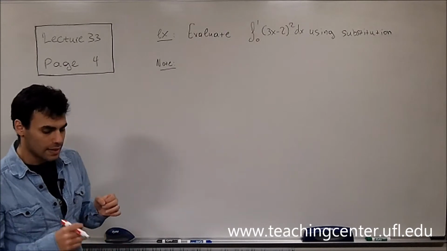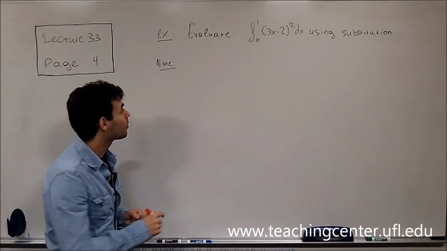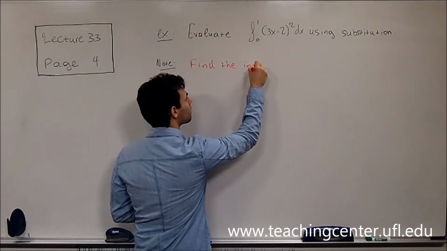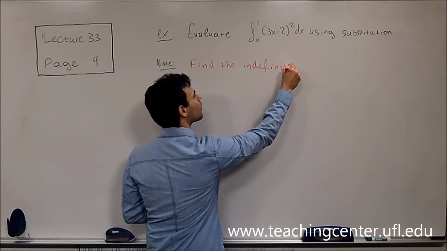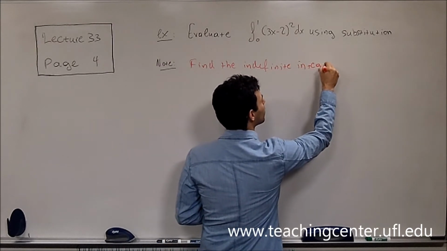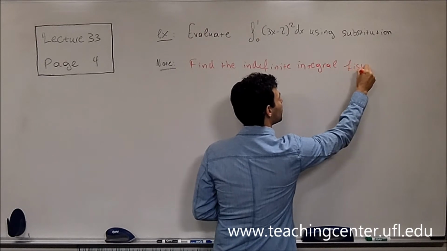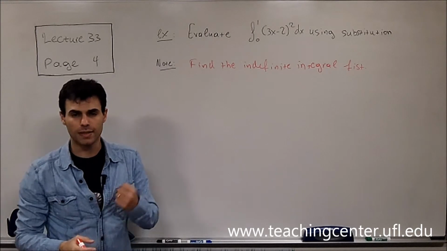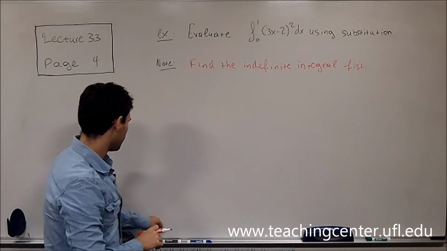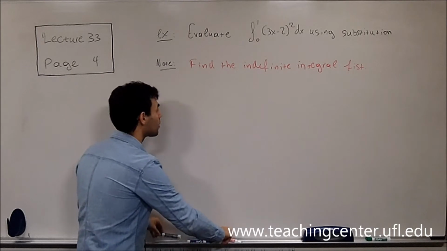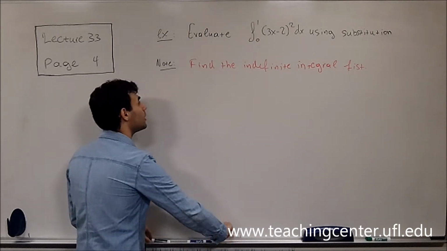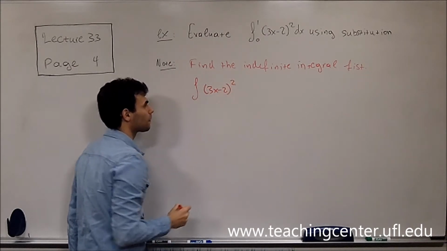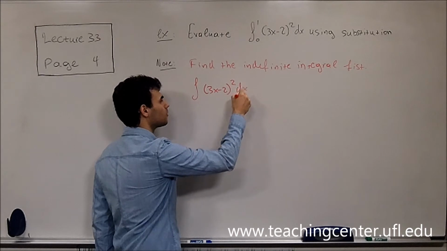And note that instead of finding the definite integral first, I'm going to find the indefinite integral. So I'm going to forget for a moment that it's a definite one, and then in the end, we will remember it and see how to work it out. So instead of finding from 0 to 1, I'm just going to find the indefinite integral of (3x minus 2) squared. And to do that, I'm going to use u substitution.